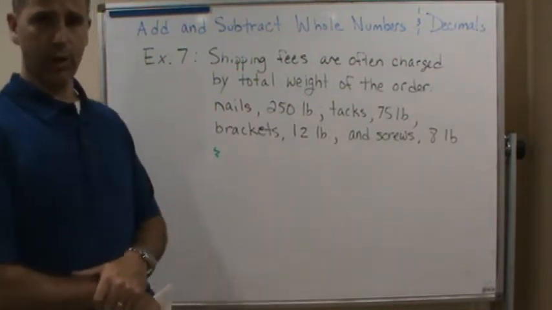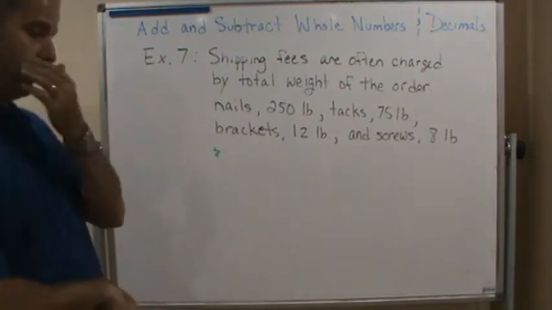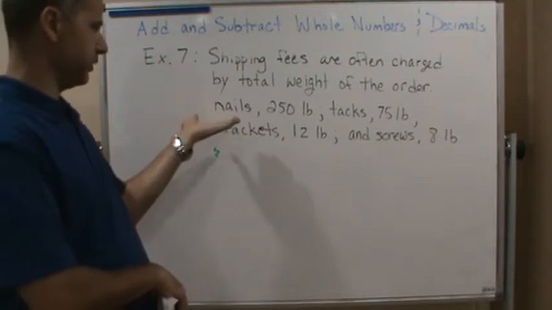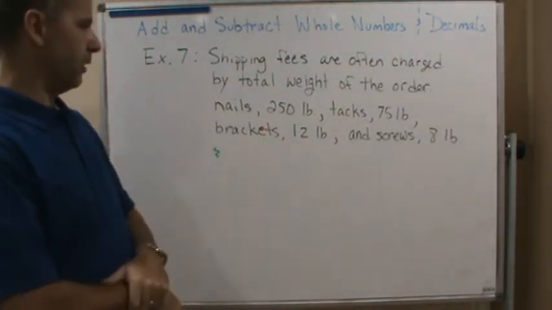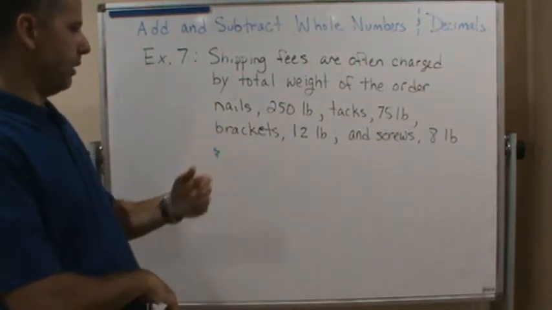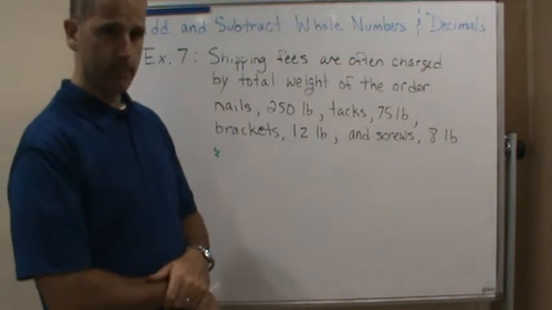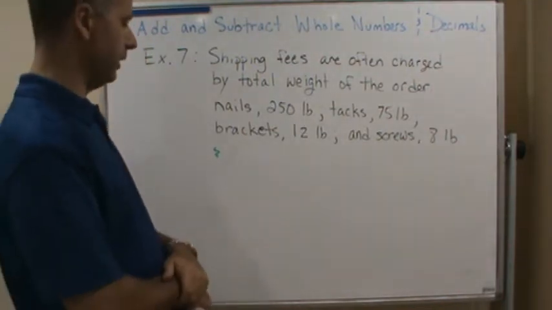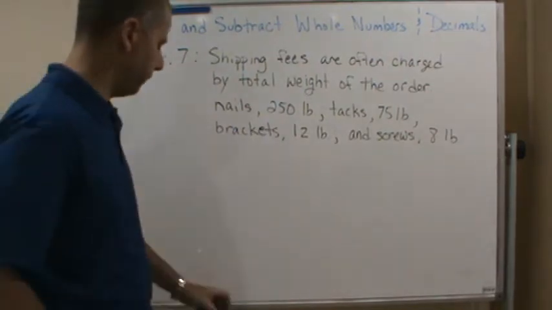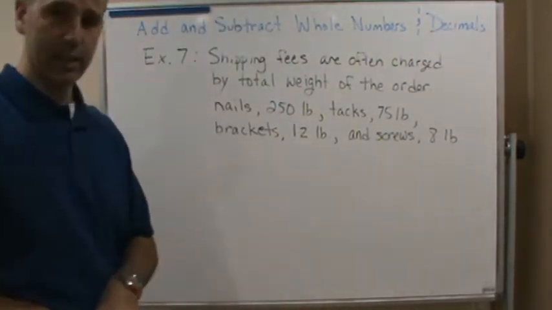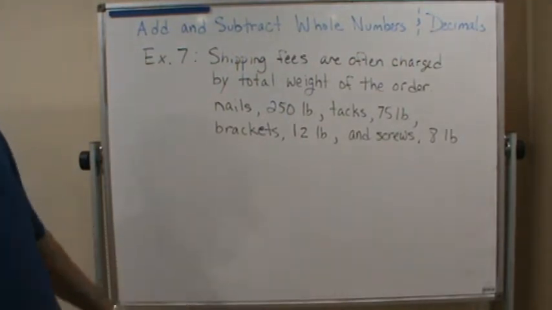So we've got this order. Let's say this is a construction job, and you're building something, and this is one of your orders. You order 250 pounds of nails, 75 pounds of tacks, 12 pounds of brackets, and 8 pounds of screws. Let's say these are some of the hardware you need. We're going to add these weights up to get a total.